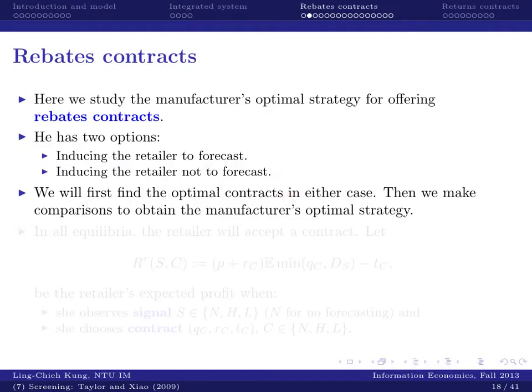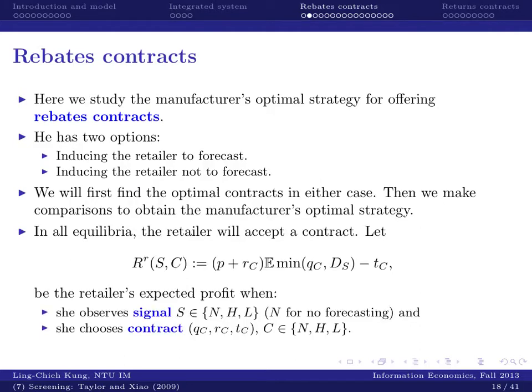In either case, we will first find the optimal contract and then make comparisons about what the manufacturer should do to maximize his expected profit. We know that in all the equilibria, the retailer will accept the contract, or we should say the manufacturer will make the retailer willing to accept the contract.